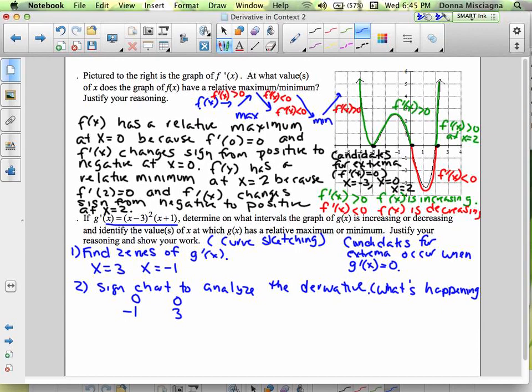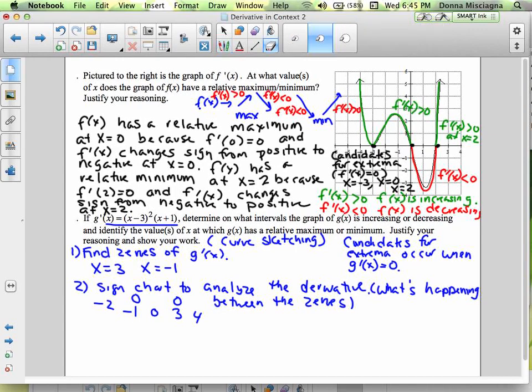My shadow keeps blocking me. And it doesn't matter what value you choose. I need a value that's less than -1. I need a value between, because every single value on that interval is going to keep doing the same thing, because the only times we're going to be 0 is at -1 and 3.